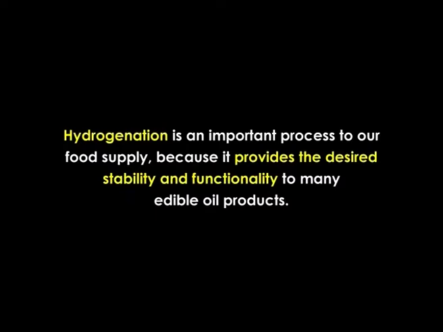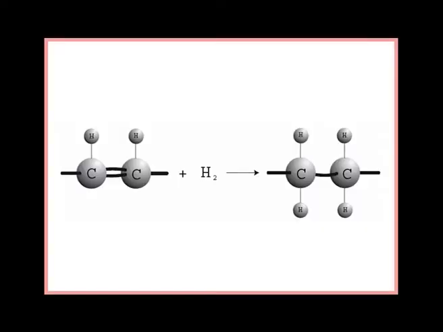It is an important process to our food supply because it provides the desired stability and functionality to many edible oil products. In the process of hydrogenation, hydrogen gas reacts with oil at elevated temperature and pressure in the presence of a catalyst. The catalyst most widely used is nickel, which is removed from the fat after the hydrogenation processing is completed. Another process used by oil processors is interesterification.